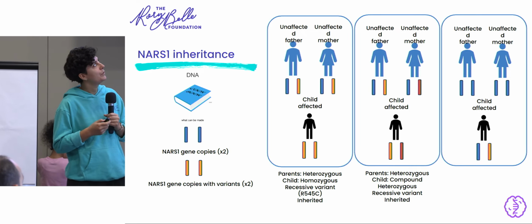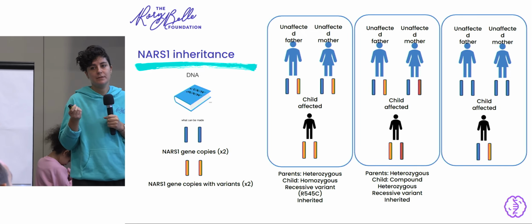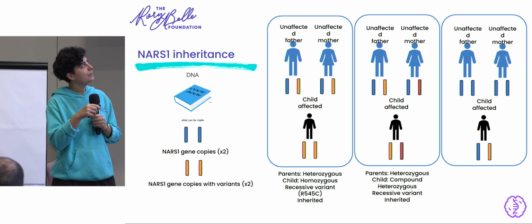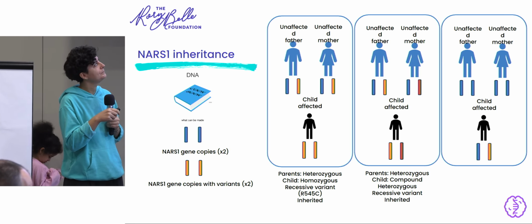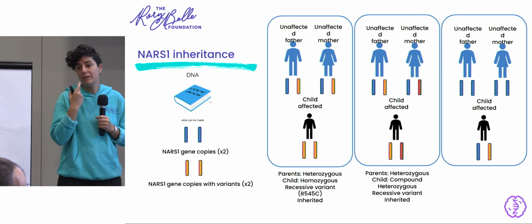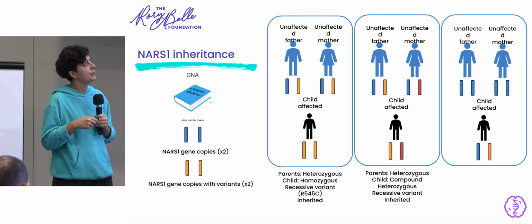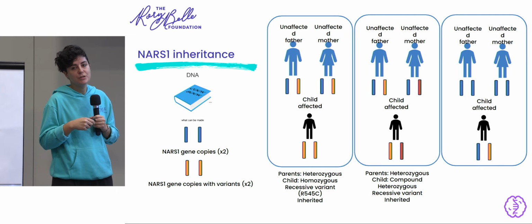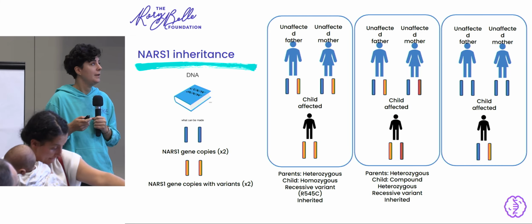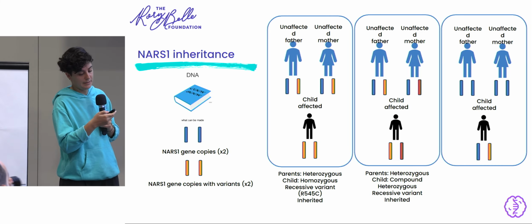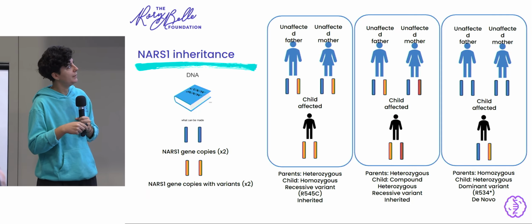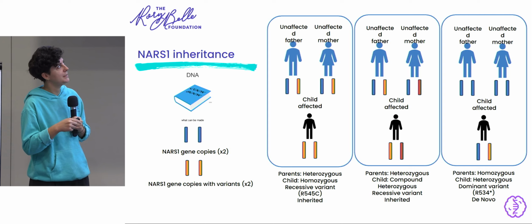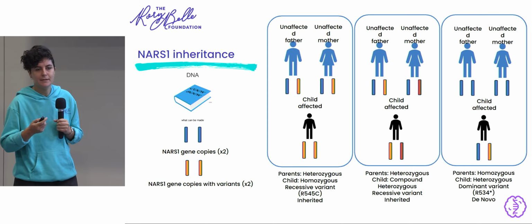And the last case is when unaffected parents are carrying two healthy copies of the NARS1 gene, like here in blue, and somewhere in the development of the child or the embryo, a new variant appears that is not passed down. So it's de novo, it's not inherited. In this case, the child is heterozygous, so he has one healthy NARS1 and one variant right here, de novo, and the parents are homozygous because they have the same copies and the child is heterozygous. Hope that makes sense.